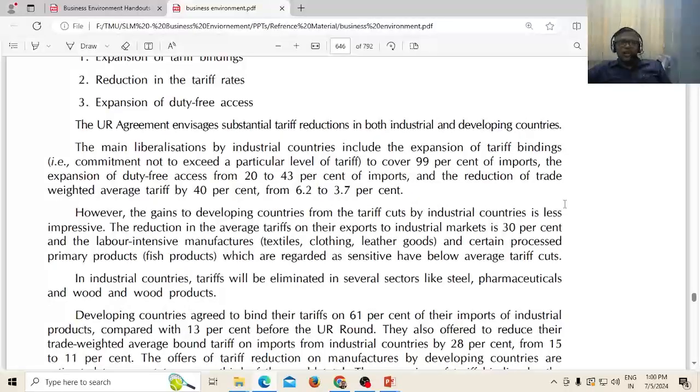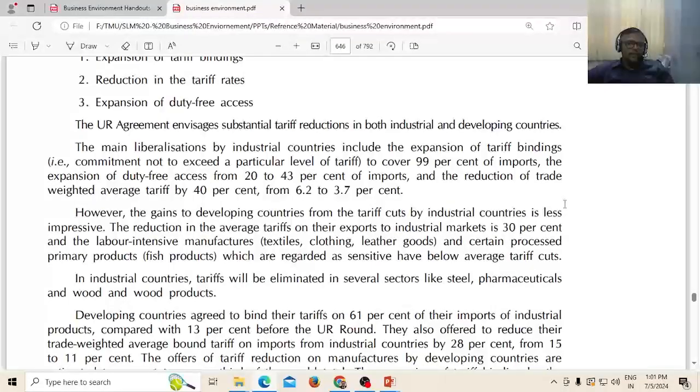However, the gain of the developing countries from the tariff cuts by industrial countries is less impressive. The reduction in the average tariffs on their exports to the industrial markets is 30%, and labor-intensive manufactures such as textiles, clothing, leather goods and other processed primary products, which are regarded as sensitive, get below-average tariff cuts. In industrial countries, tariffs will be elevated in several sectors like steel, pharmaceuticals, and wood products.